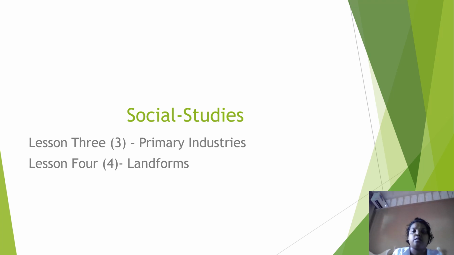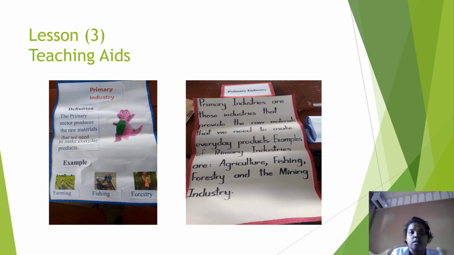Now, this brings me to the social studies part of my study. Lesson 3 deals with primary industry, lesson 4 deals with landforms. In lesson 3, I used teaching aids. I had 2 teaching aids displayed on the board because it's a huge classroom and children couldn't see the board, hence the replica of the teaching aid.